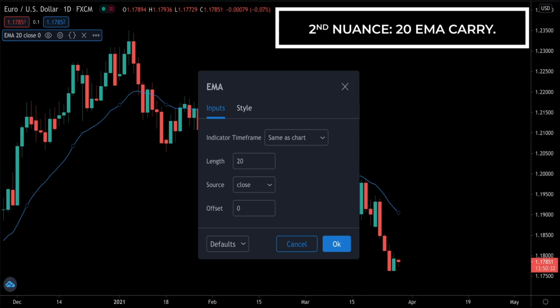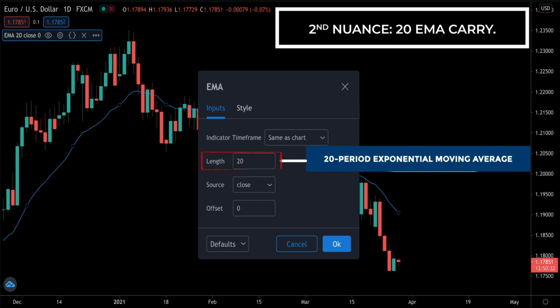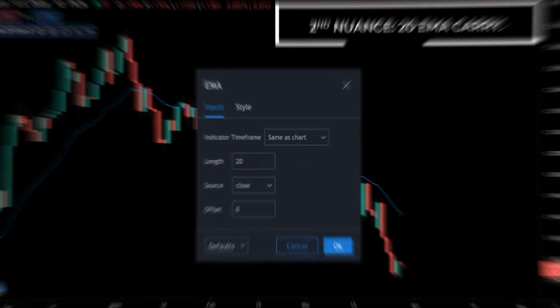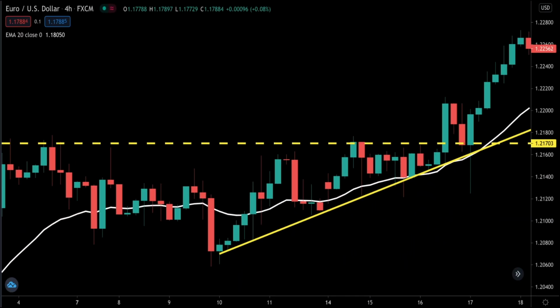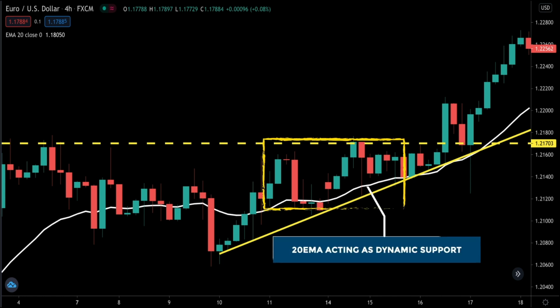Now the second nuance is what I call the 20 EMA carry. The 20 EMA carry has to do with the exponential moving average carrying price and acting as dynamic support. So the first thing to do is, of course, to input the 20 period exponential moving average. In this example right here, you can see that the 20 EMA is supporting the price as it approaches the level. This is what I call the 20 EMA carry.